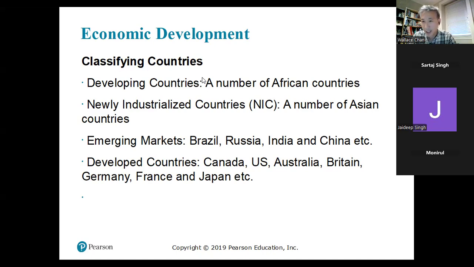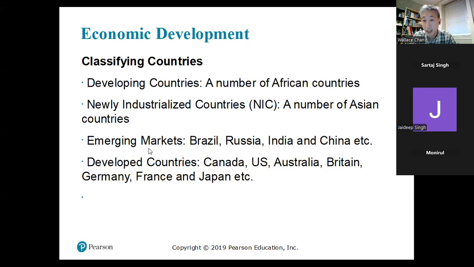Now, both the developing countries and the newly industrialized countries are potential providers of cheap labor and natural resources. In other words, even though a company may not expect people in those two types of countries to be buying their products, however, the company can still make use of the cheap labor and or the natural resources available in those two types of countries.